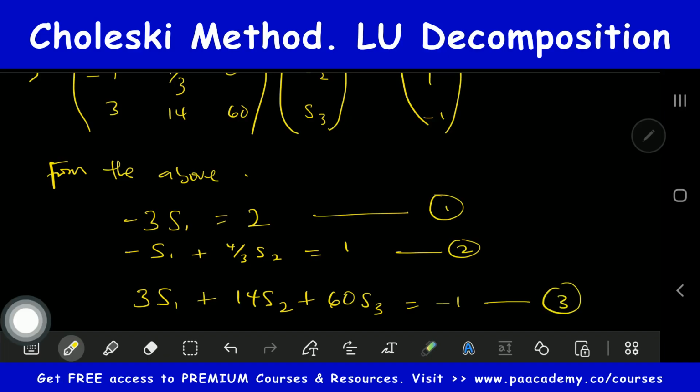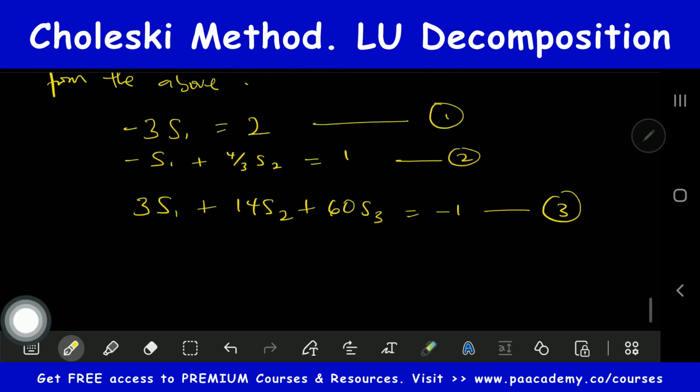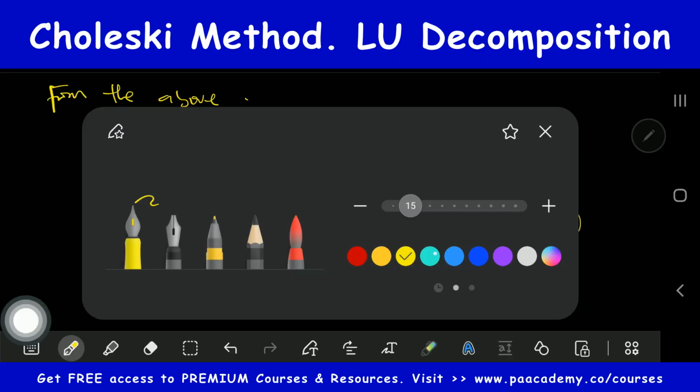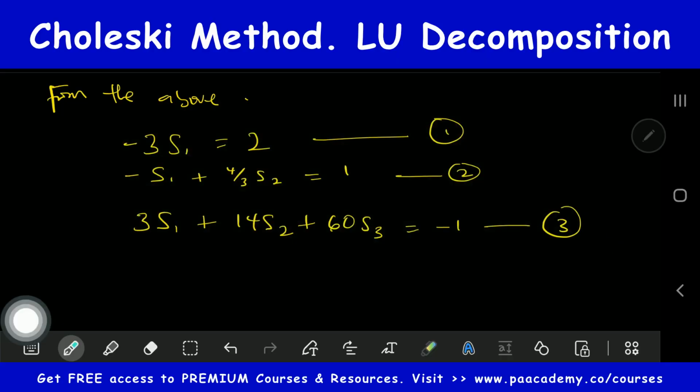All right. So what we want to do now is we are going to use these three equations to get the value of our S1, S2, and S3. Okay. So if you look at it closely from equation 1, we already have the value, so you can say from equation 1, so that means our S1 is equals to 2 over -3. Okay, and that's just -2 over 3.